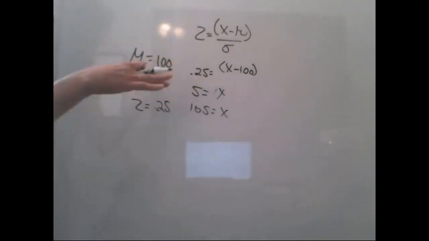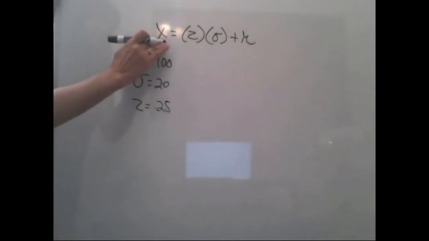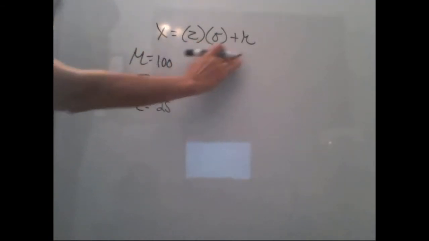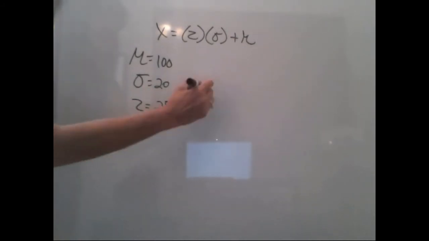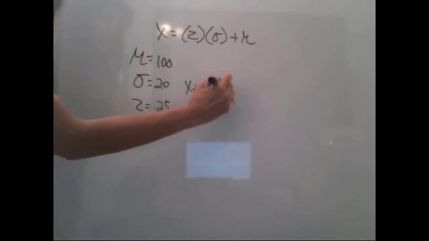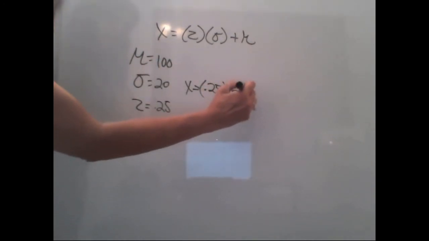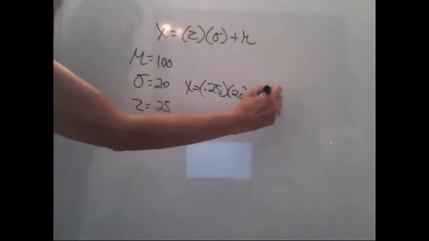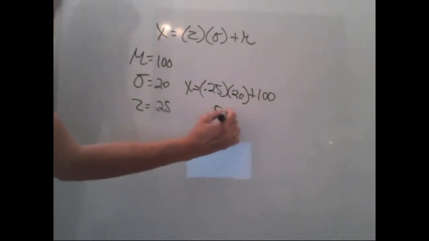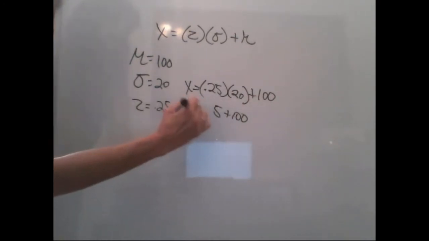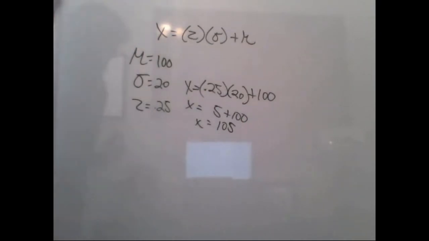So let's try the easy formula with this. Once again, the easy formula is x is equal to z times the standard deviation plus the mean. So we don't know x yet, but we do know the z is 0.25. We know the standard deviation is 20, and we know the mean is 100. We know that 0.25 times 20 was 5, plus 100. So x is equal to 105.